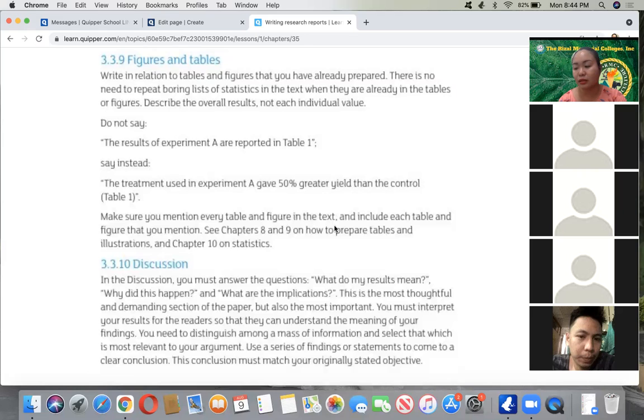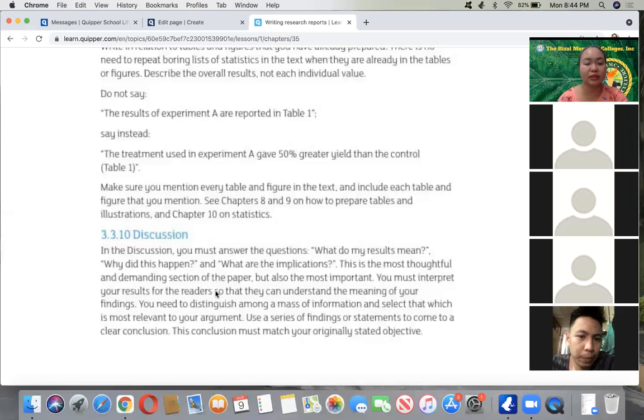That's a must. When there is a table like this one, after this sentence, you cite table 1. So it means it can be shown in table 1, without even saying this. Although in the examples that I have given you, they still say that the results of experiment A are presented in table 1. And also on how to make tables and illustrations in the later chapter.